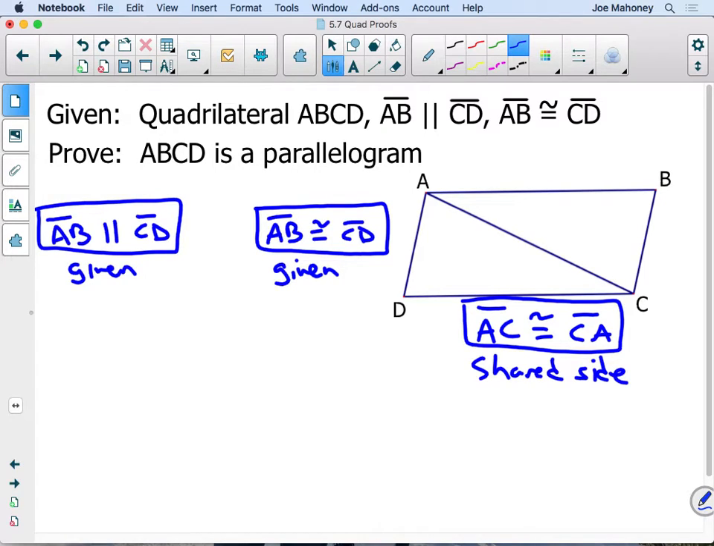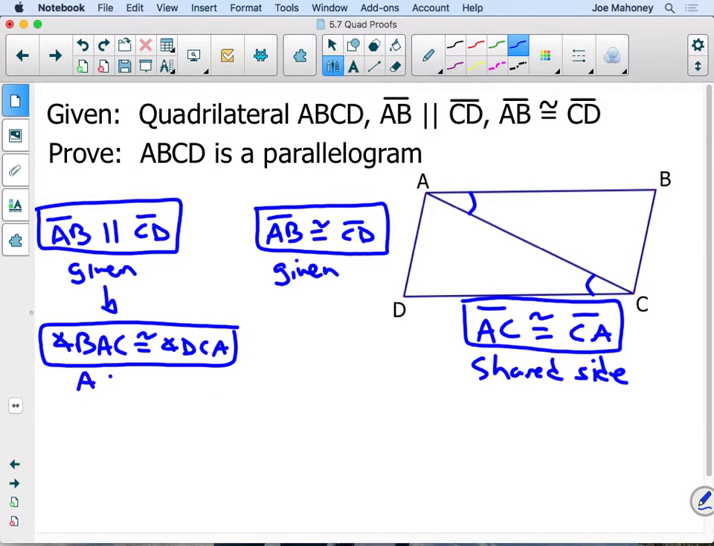All right, well, you've seen enough times to know what I'm going to do next now. Let's get a pair of alternate interior angles. Since AB is parallel to CD, I'll get those angles there. So what's that? That's angle BAC congruent to angle DCA. And that is true by the AIA conjecture. I now have a side angle side relationship.